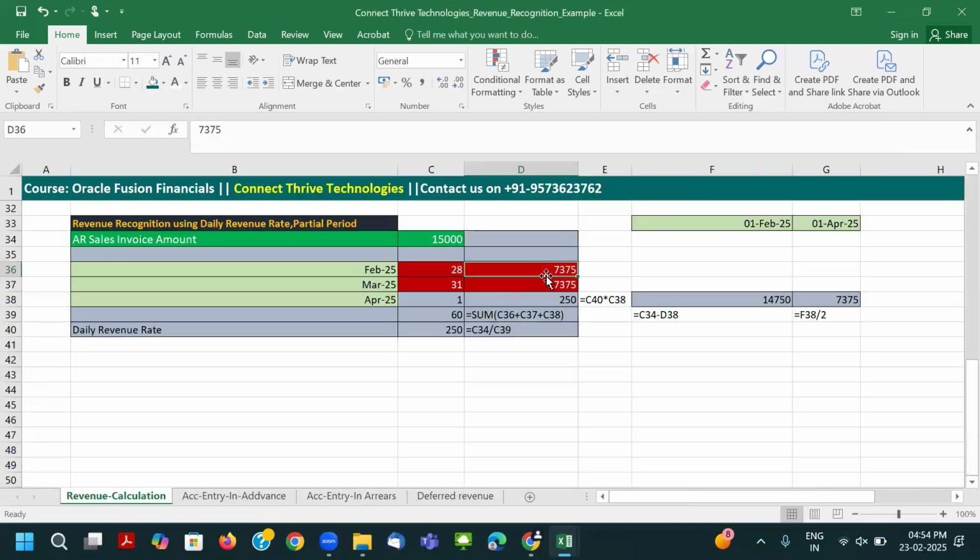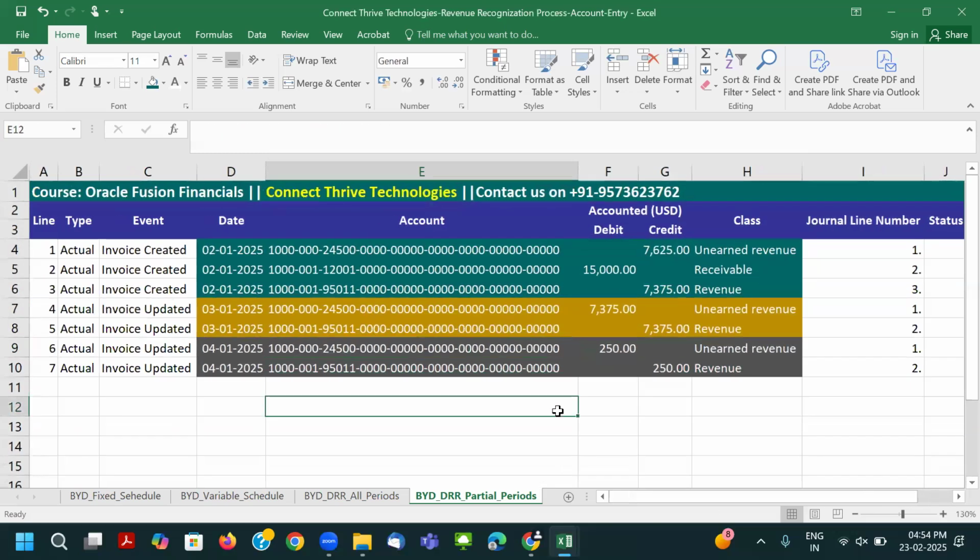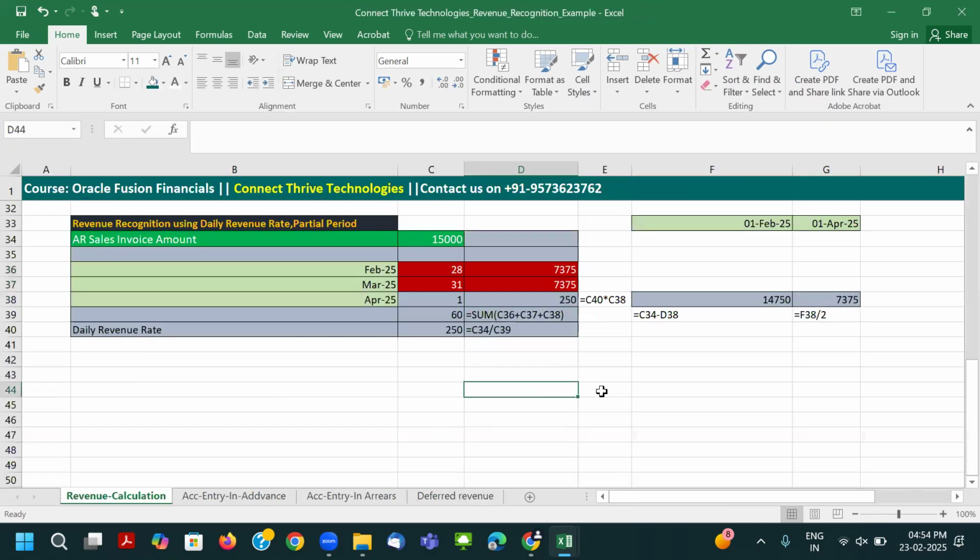So the way I am explaining in the example, as per that only, the system will generate the accounting entry. Okay. So this is the way our revenue recognition will be calculated in our Oracle Fusion application. Okay. So I hope I explained very clearly.